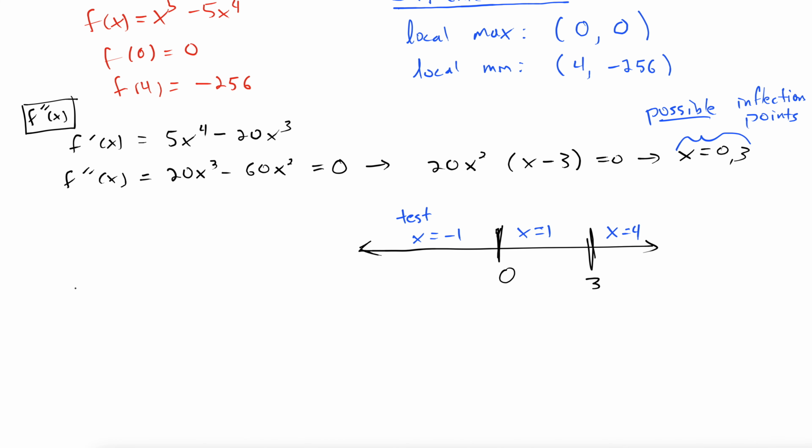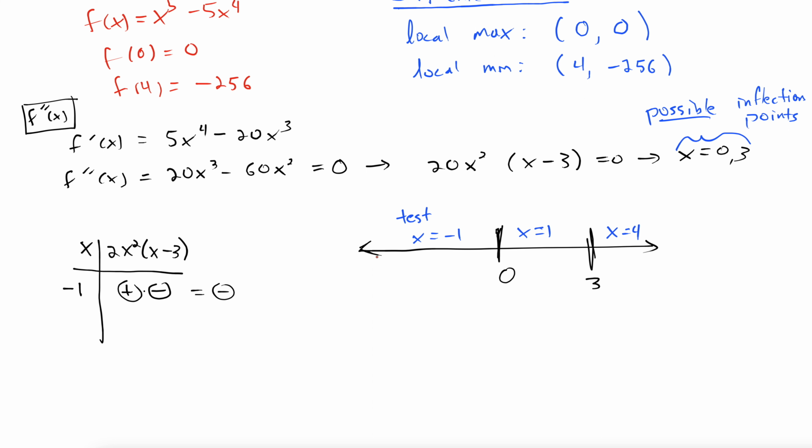Next, let's do our testing. I'm going to set up a little table here with x, and I'm going to use the factored form because it's quicker to plug into. Again, we don't care what these values are, we just care if it's positive or negative for concave up and concave down. Now we run through each of those test points. So -1, plugging in here, -1 squared is positive, -1 minus 3 is negative, positive times negative is negative.